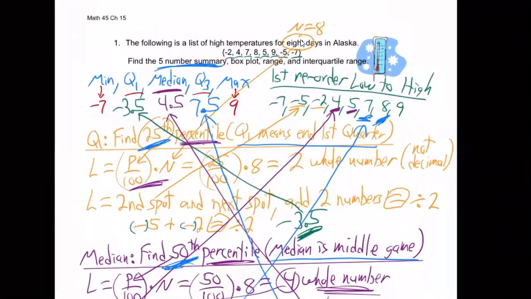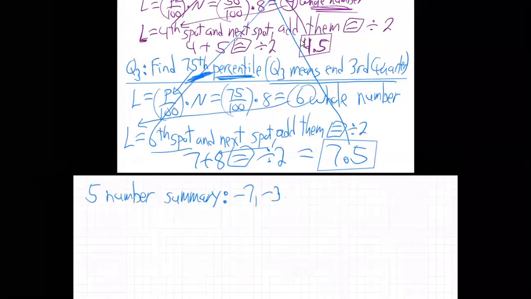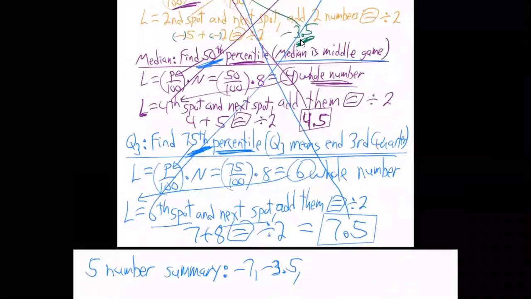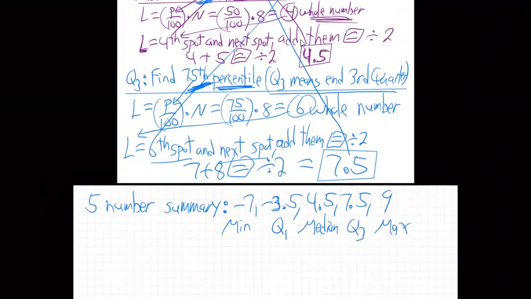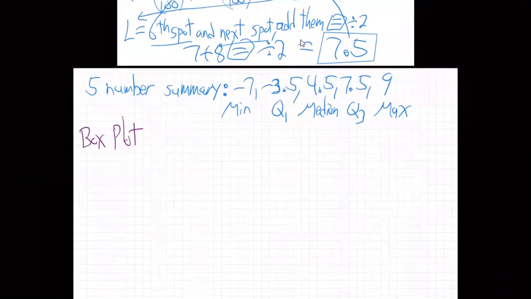And what was that? That was -7, -3.5, 4.5, 7.5, and the 9, right? That was the minimum, the Q1, the median, the Q3, and the maximum. So there they are. Now they want us to make a box plot. Remember how a box plot works?